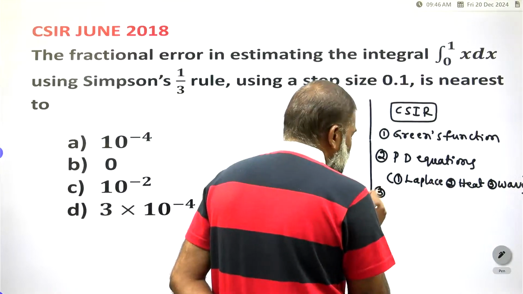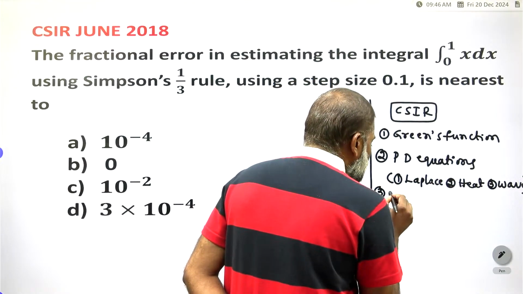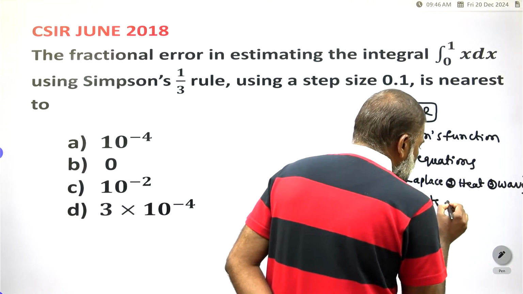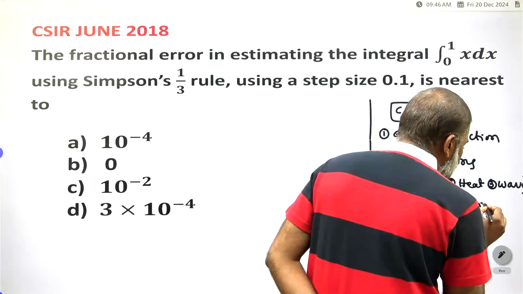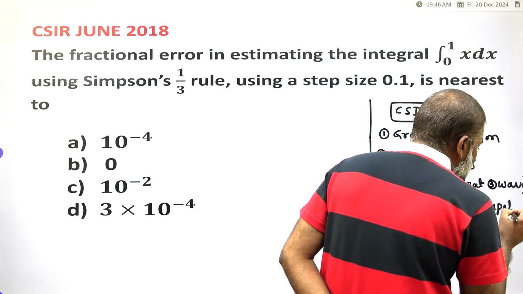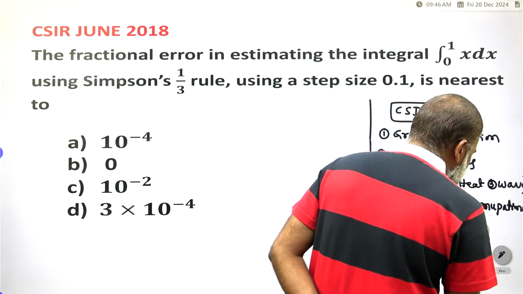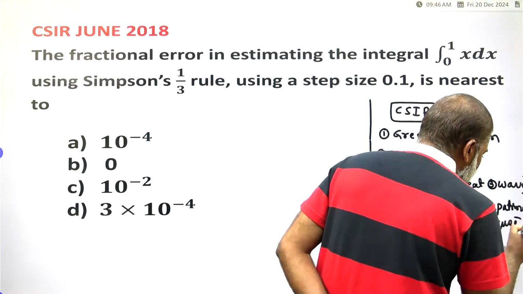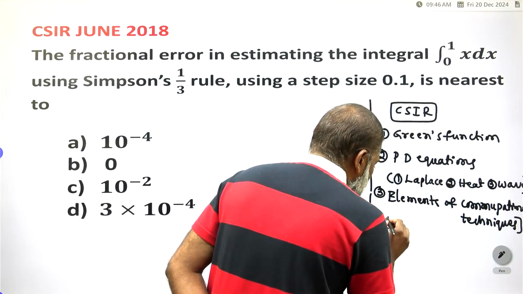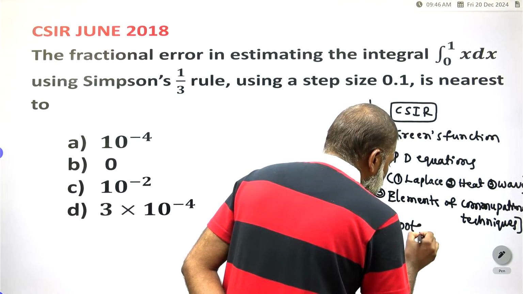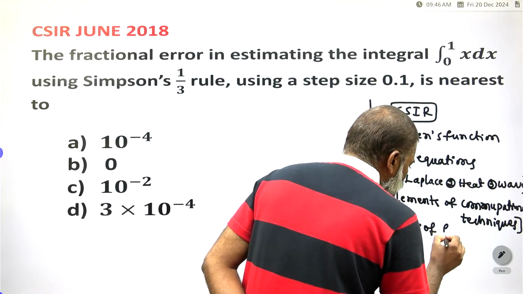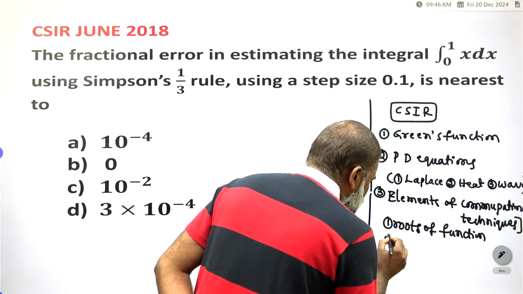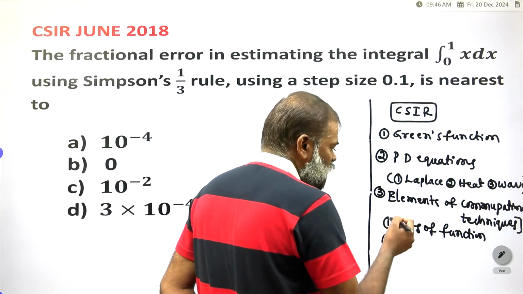The third topic is elements of computational techniques. In elements of computational techniques, the first topic is roots of function. From roots of function, we discussed one question, the Newton-Raphson method.